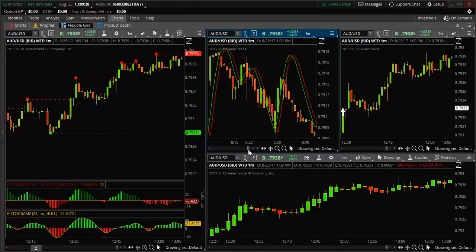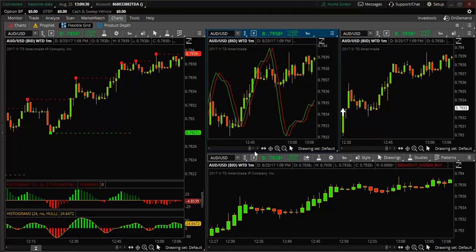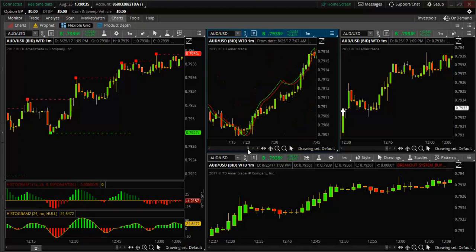So I take extreme crossings. I don't do them when it's in the middle because it's too unstable. Here's another one. There it is. The green line crosses over the red line at the bottom.